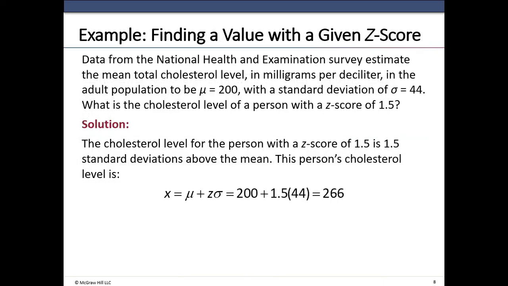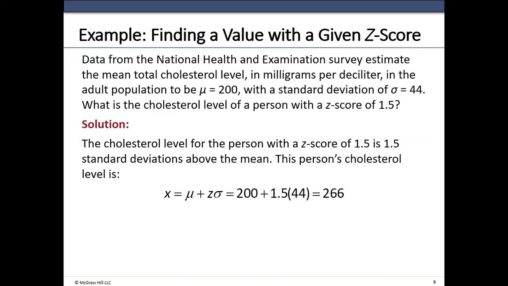Data from the National Health and Nutrition Examination Survey estimate that the mean total cholesterol level in milligrams per deciliter in the adult population is mu equal to 200 with a standard deviation of sigma equal to 44. What is the cholesterol level for a person with a z-score of 1.5?